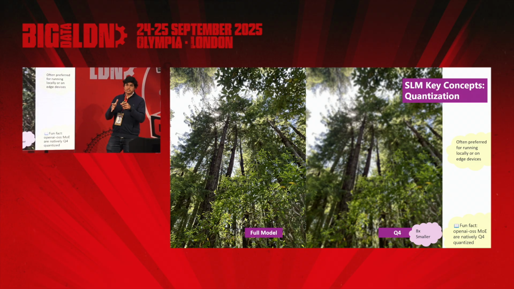And a fun fact: sometimes inside the models, think of it a bit as a tree, some parts are natively quantized. So the open source model that OpenAI just released has some parts of the network natively Q4 quantized. So it's something that's widely used.